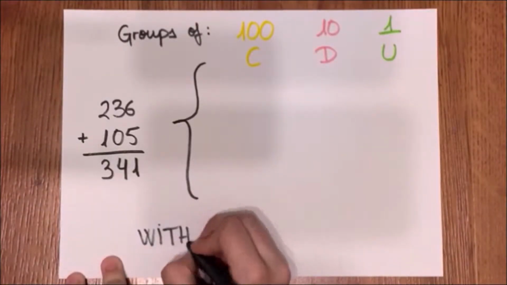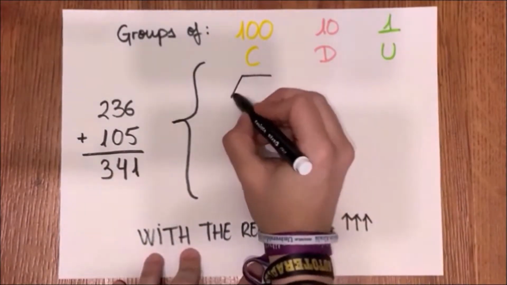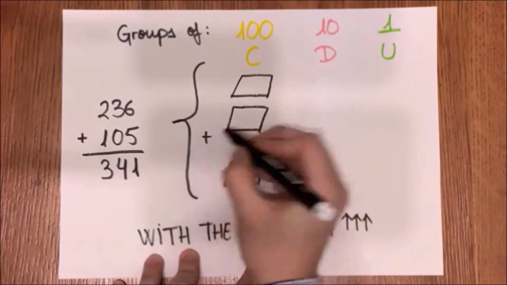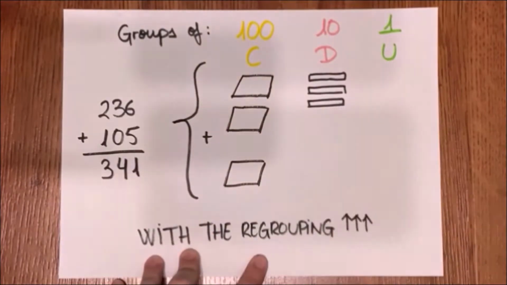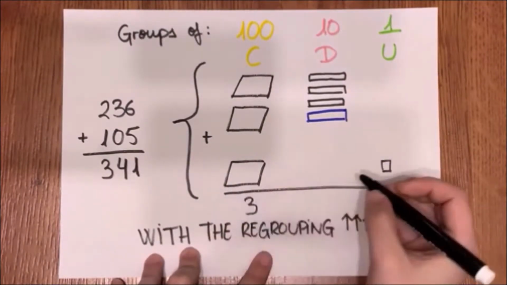So finally, after regrouping the units into a group of 10, we can easily add. We have 2 groups of 100 and 4 groups of 10, plus 1 group of 100 and 1 unit. Then, the result would be 341.